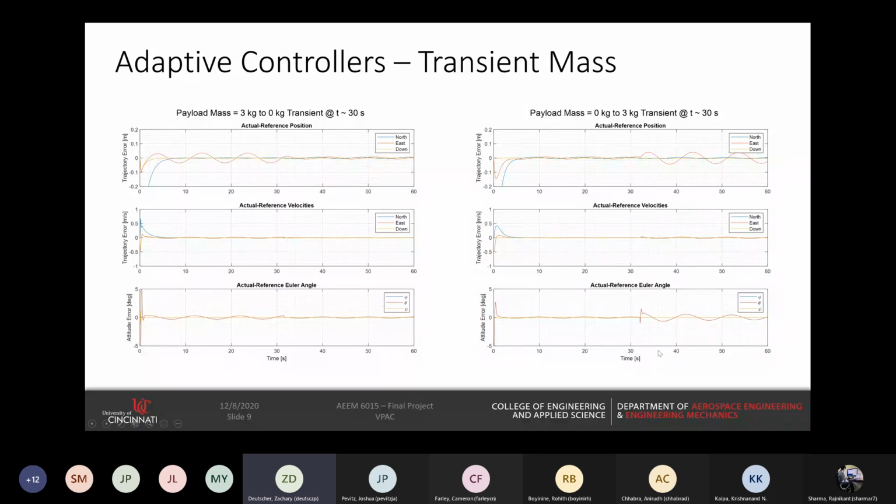The errors are on the same levels as seen on the previous slide, and then when it goes to 0, there's no overshoot, so the adaptive controllers are adjusting properly. And then on the right is when the mass increases from 0 to 3 kilograms, and once again, no real overshoot, and the error is consistent with results seen before. Next slide.